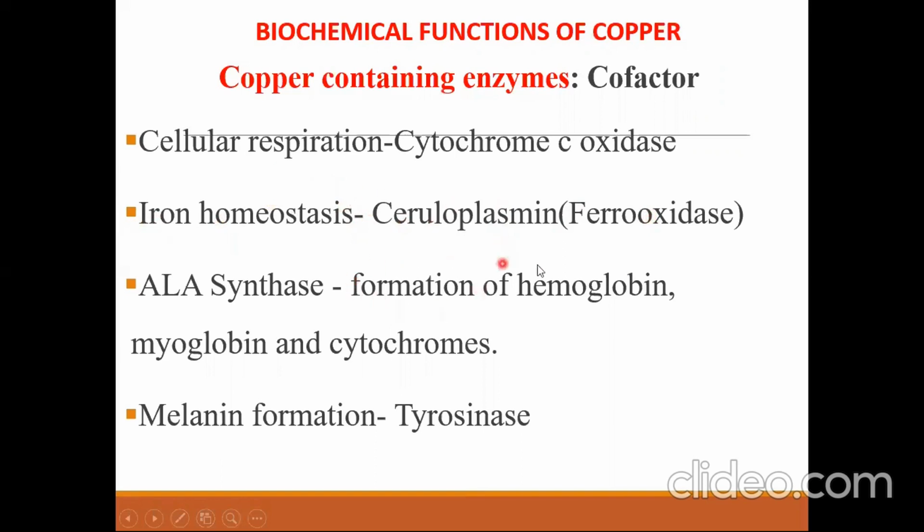Also, it is needed for the formation of hemoglobin, myoglobin, and cytochromes. It is a cofactor for ALA synthase. ALA synthase is a rate-limiting enzyme in hemoglobin biosynthesis. Also, it is a cofactor for tyrosinase. This tyrosinase enzyme is involved in melanin synthesis.